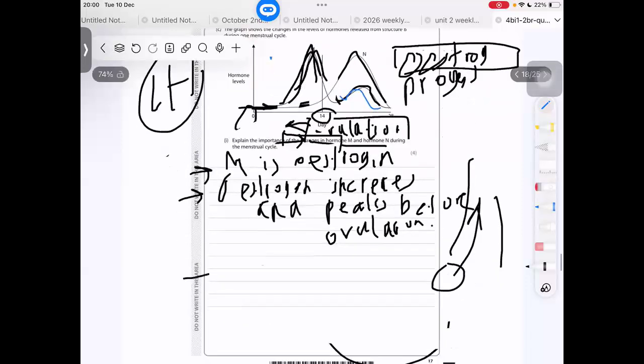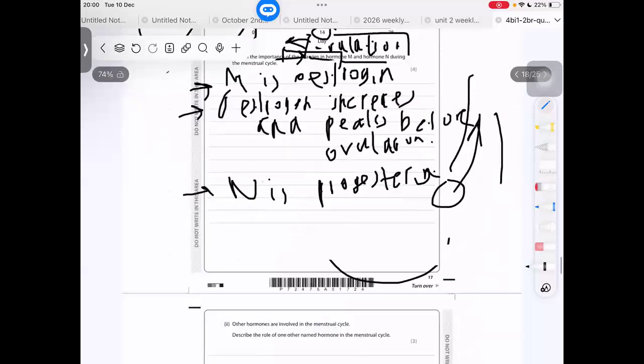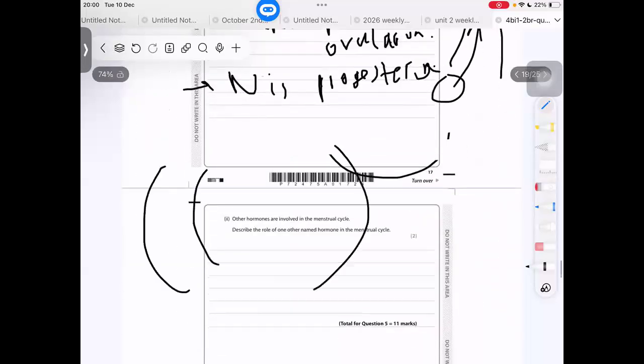Then you can write down N is progesterone. For writing that, you get 1 mark. Then you can write down what N does. N has a lot of functions. This progesterone maintains the uterine lining very thick. That means it prepares the uterus for a pregnancy. Every month it does this. The progesterone hormone prepares the uterus for a pregnancy, right?